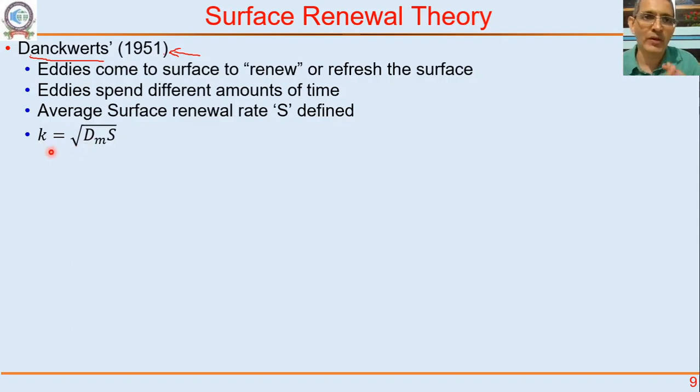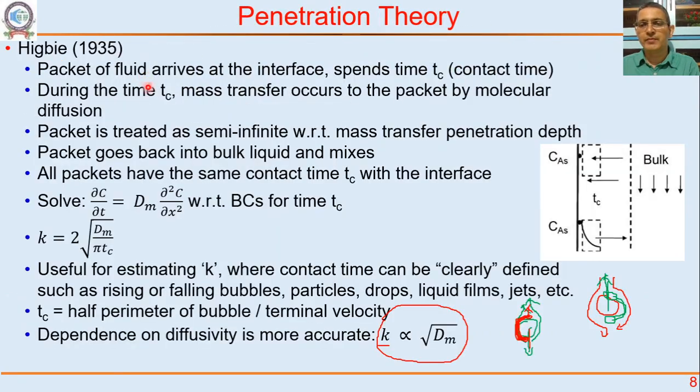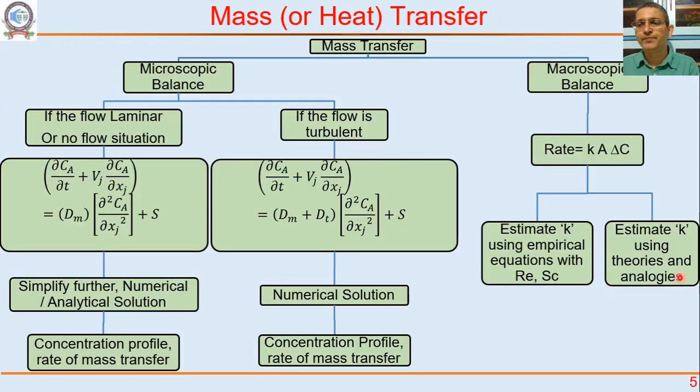There are other theories, we are not going to go into that. These are just some of the basic theories that I wanted to show you, that fundamentally, mechanistically, if we approach, we can calculate the mass transfer coefficient. That's the message I want you to take. A little bit about analogies, right? We talked about theories. Very briefly about analogies.